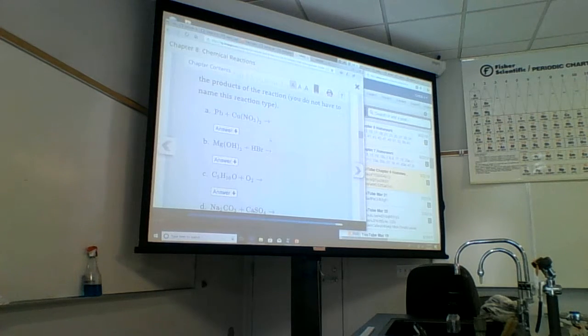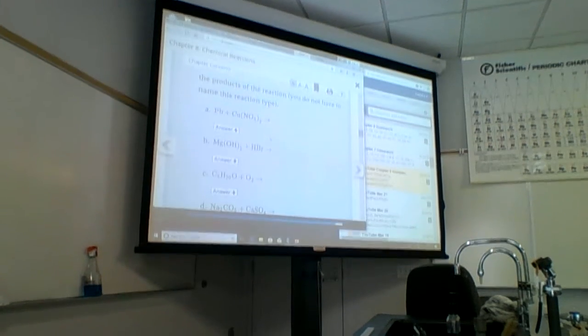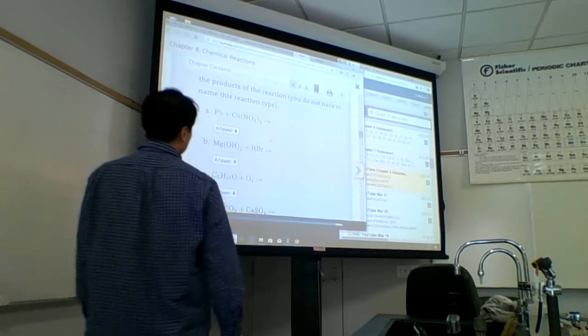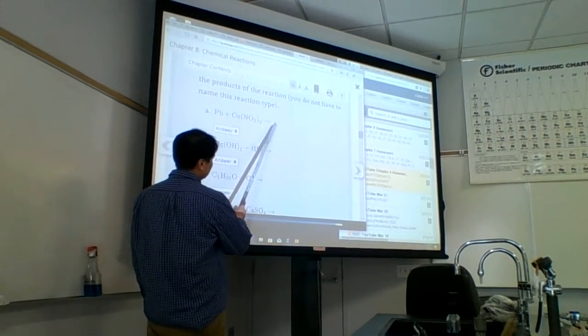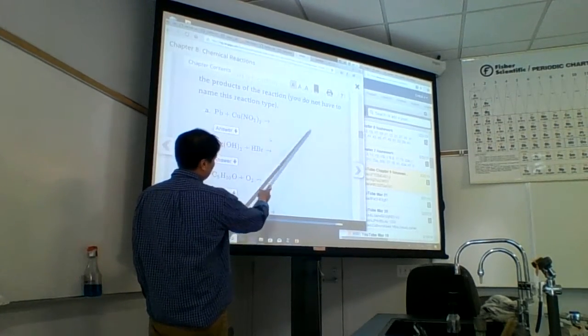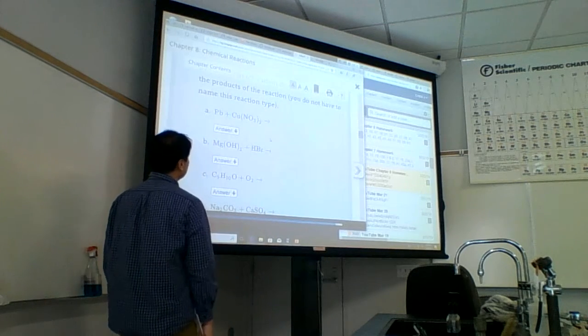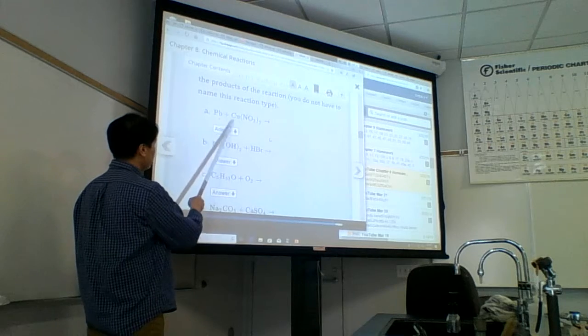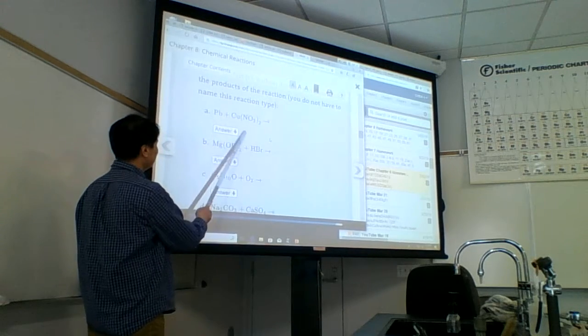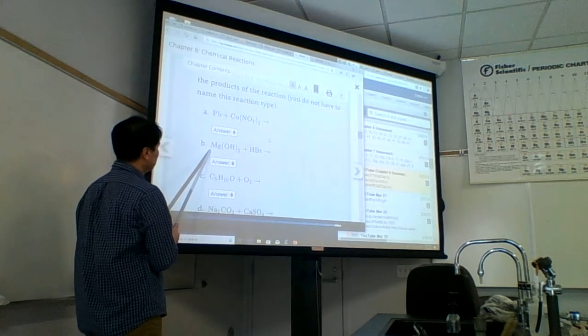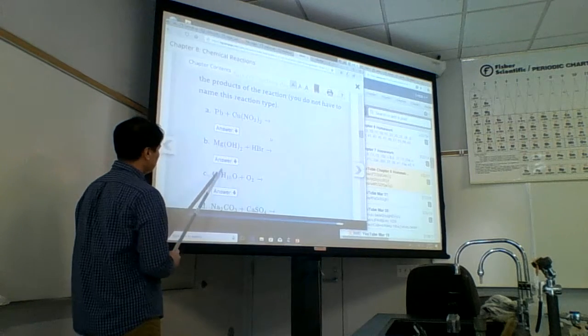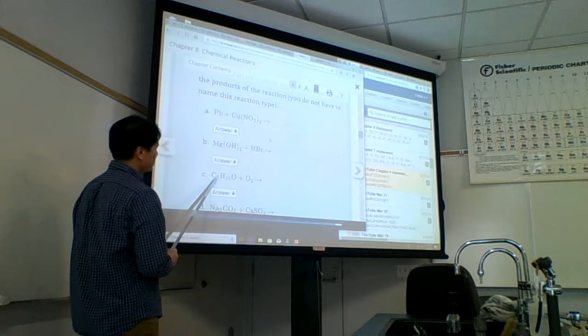69A, here we have to figure out what the products are. This is an extra level of difficulty because we have to figure out the products and then balance it, figure out if there's a driving force or no driving force. But A, what type of reaction is that? Single, so ignore it. B, double, so do it.